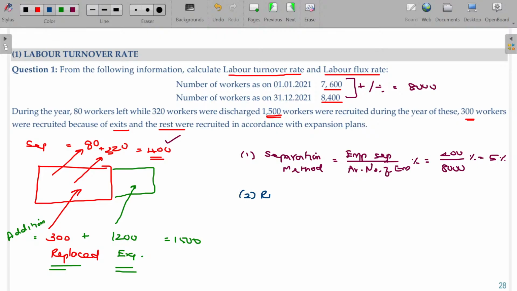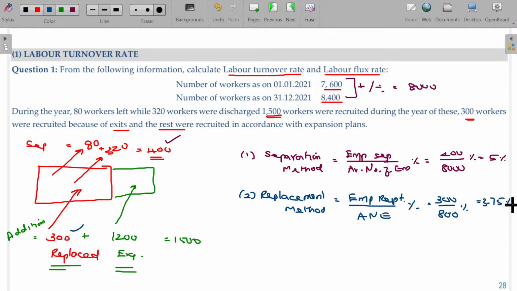Second one is calculate the same under replacement method. What could be the formula? Come on, guess. Employees replaced divided by average number of employees in percentage. How many employees are replaced in the place of retirement or discharge? 300 only. 300 divided by 800 in percentage. The ultimate value being 3.75%.